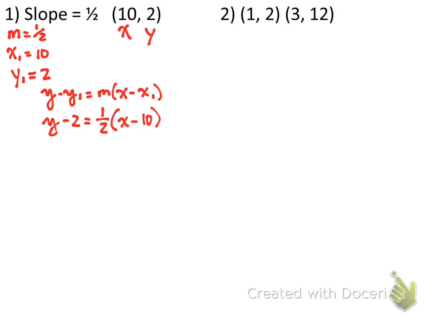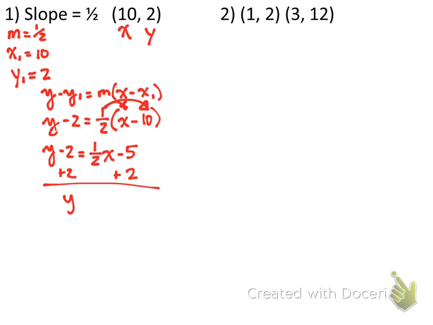So this you should recognize. You can multiply 1/2 now into each of these inside terms. This is called the distributive property. So it's going to be y minus 2 equals 1/2 times x is 1/2 x, and 1/2 times negative 10 is negative 5. Add 2 to both sides, and you got y is equal to 1/2 x minus 3. And that's it for number 1.